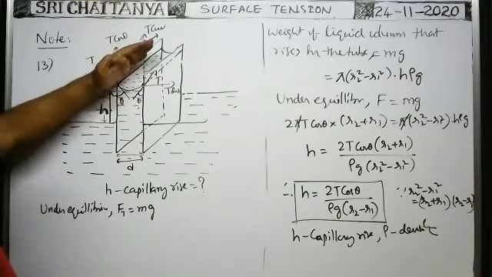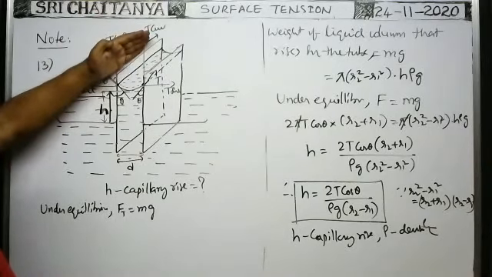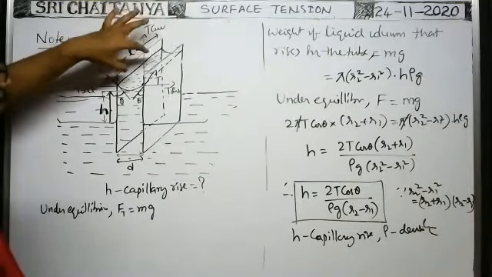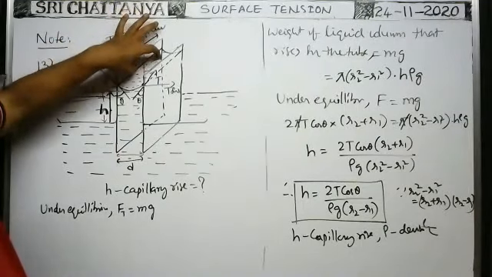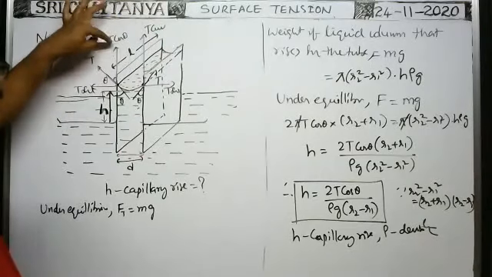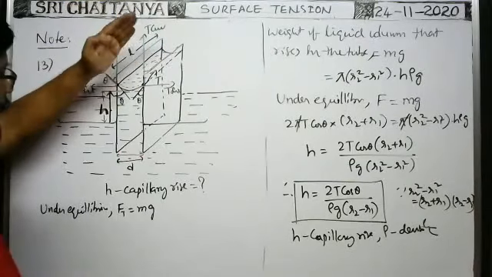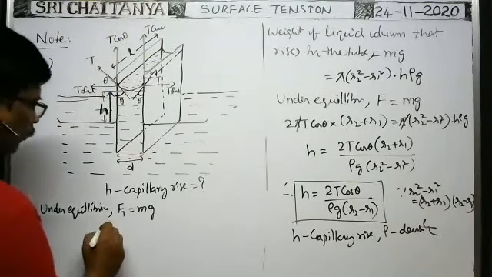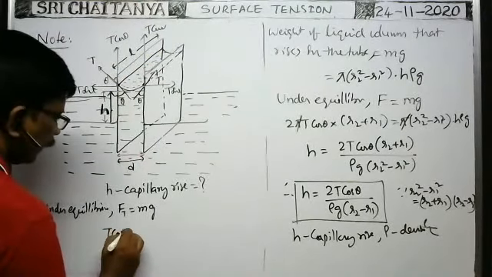What is the length of the free liquid surface in contact with the glass plate? Whatever the length of the glass plate in this direction, that much length of the free liquid surface is in contact with the glass plate. That's why the force due to surface tension acting on the liquid surface at this place in the vertical upward direction is equal to T cos theta into length L.